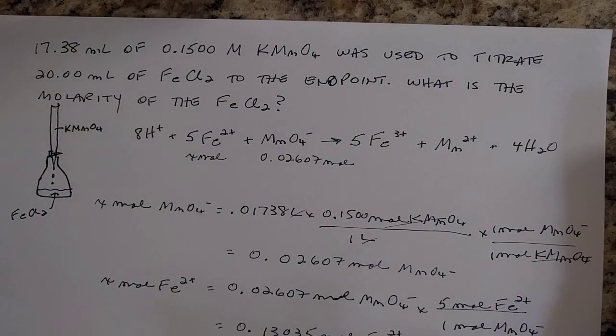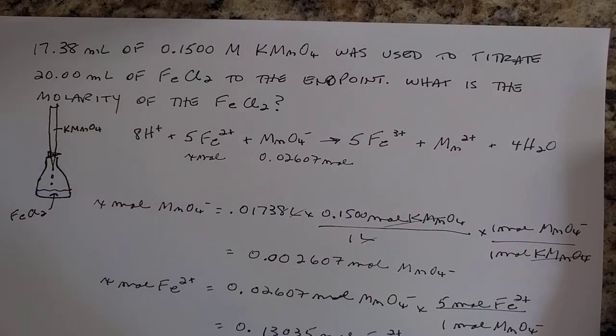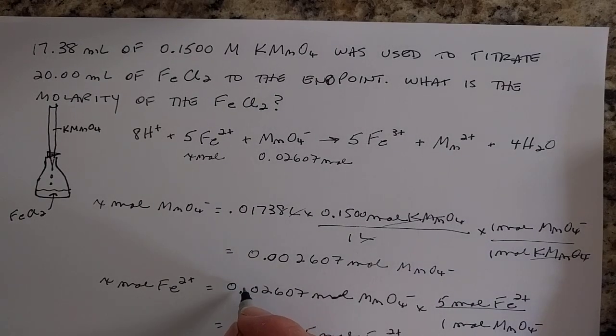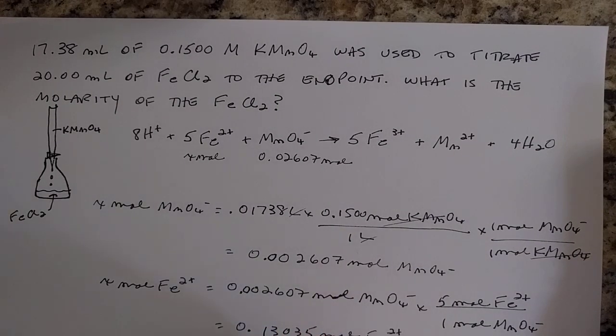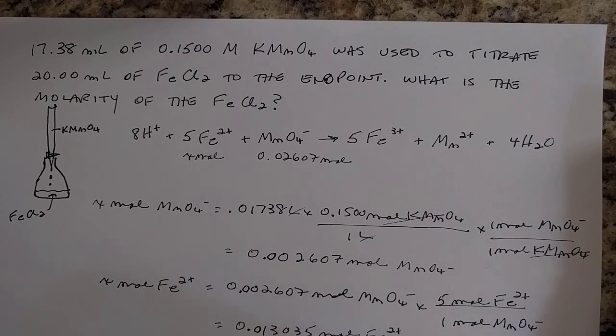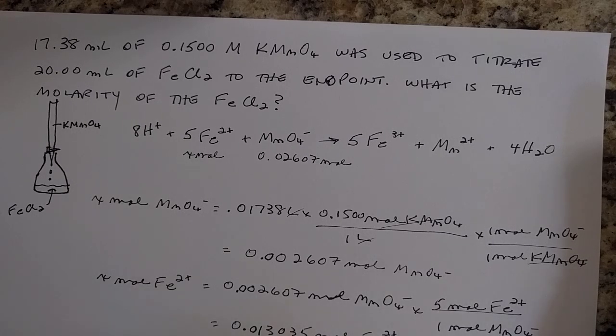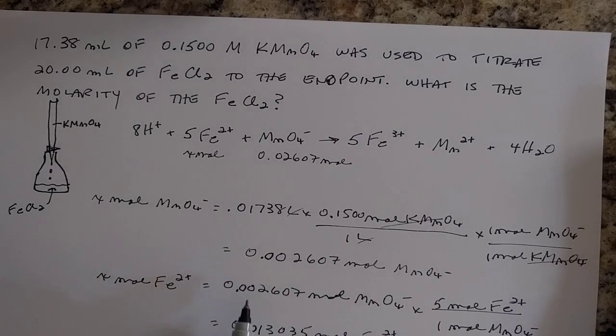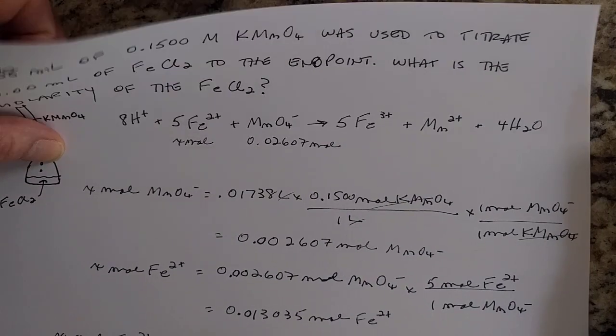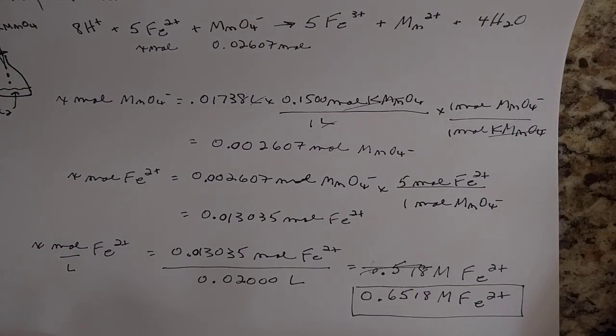Let me do my calculations again. 0.01738 times 0.15 equals. Oh, that's where it is. This is 0.0, 2 zeros there. So that gets a 0 there, and that's a 0 there. And this is 0.6518 molar Fe2+. All right. So be careful with your digits. There's our correct answer.